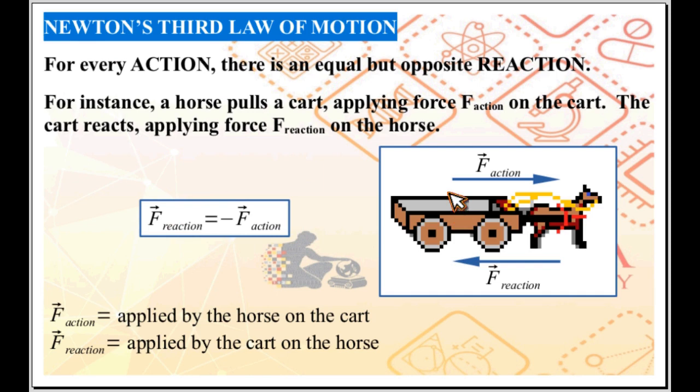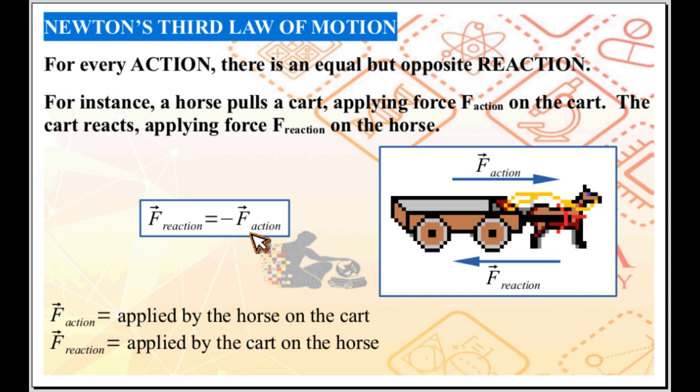If the horse was to pull the cart with F action, the cart pulls on the horse with F reaction, and they are opposite in direction and equal in magnitude, you might be tempted to think that they cancel out, and that no matter how hard the horse pulls, the cart will react by pulling with a harder force. The cart will not move. No matter what the horse does, the cart will not move. This is a common mistake in terms of Newton's third law of motion.